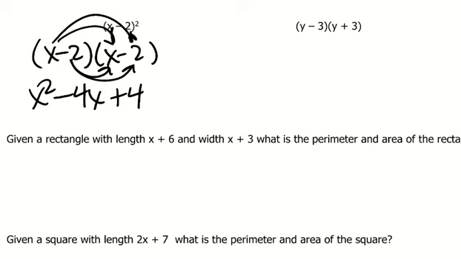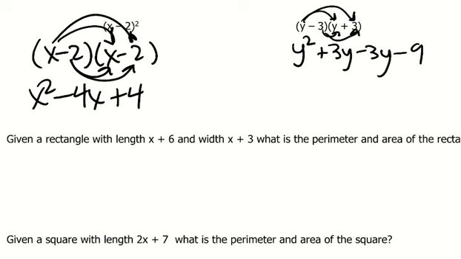Okay, y minus 3 times y plus 3. This is a special one. You'll want to recognize this one because of the way that we end up factoring what we're going to get. Okay, y times y is y squared. Outside is plus 3y. Inside is minus 3y. Last, negative 9. Plus 3y minus 3y is 0, so that's y squared minus 9.